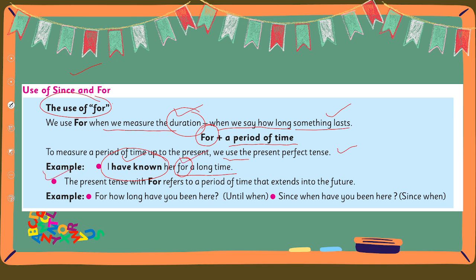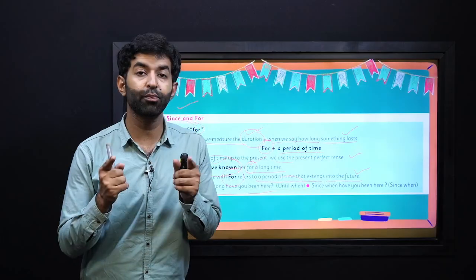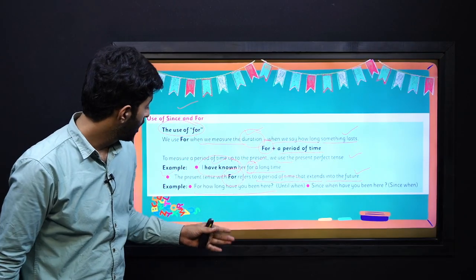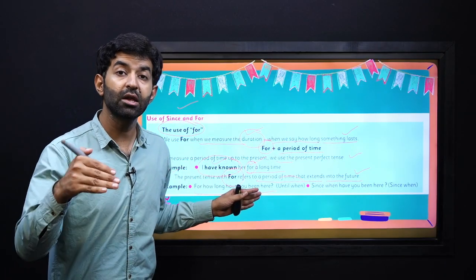The present perfect with for refers to a period of time that extends up to the present. For example, for how long have you been here? It means the speaker is asking until when. What was the duration, that period for which you have been here?